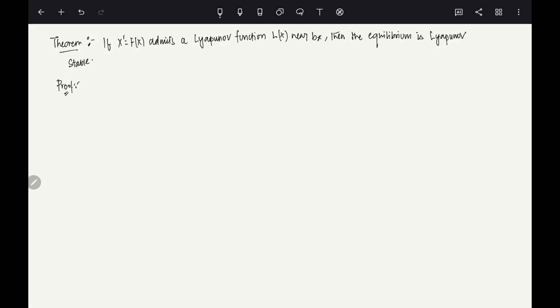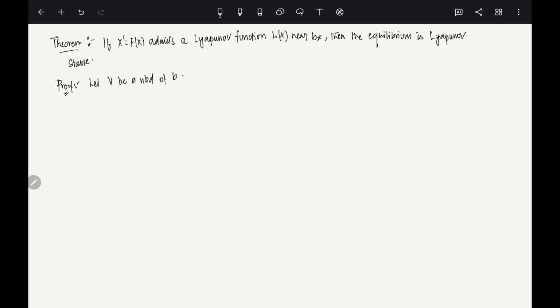This is very easy. What it is saying is this: if you want to show that the equilibrium is Lyapunov stable, all you need to do is find a Lyapunov function. That's what it is saying. A very simple statement, but very powerful. So how do I prove it? Let's start with V, a neighborhood of b star.